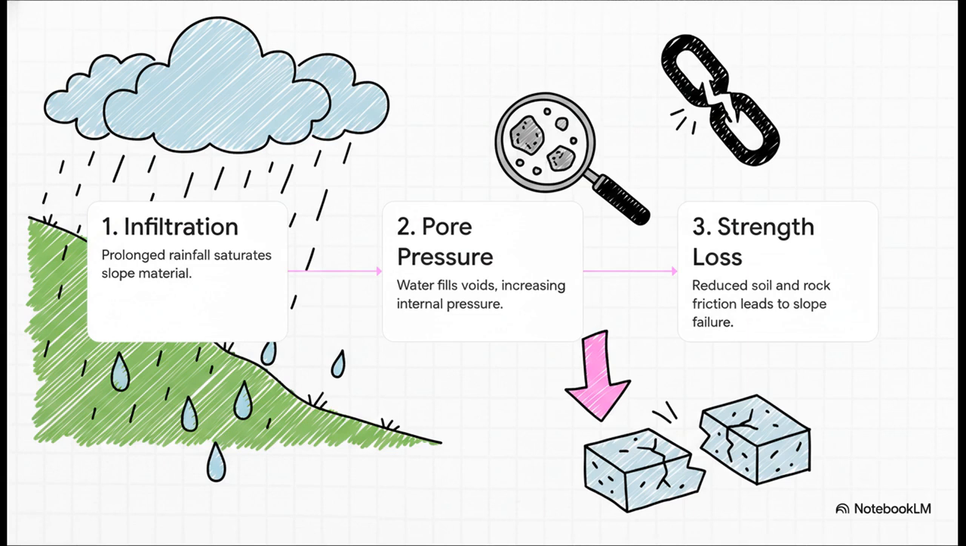It's a well-understood three-step mechanism. First, rainfall infiltration saturates the slope. This leads to an increase in pore water pressure as water fills the voids between particles. This pressure effectively pushes the particles apart, which reduces the effective stress. That's the internal friction holding the mass together. When that stress drops below a critical threshold, failure occurs.